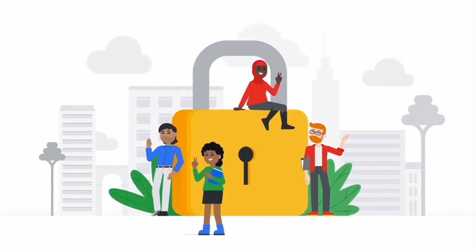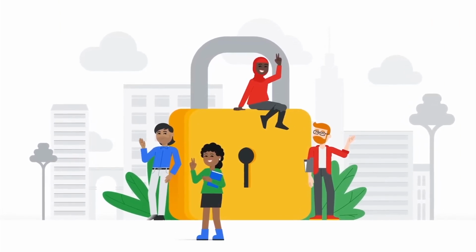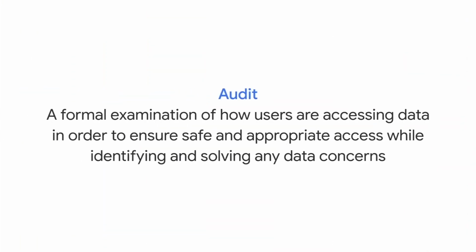Another proven strategy is having internal data stewards. This privacy team is in charge of keeping data access in check. Frequent audits within your organization are an additional security measure. An audit is a formal examination of how users are accessing data in order to ensure safe and appropriate access while identifying and solving any data concerns.